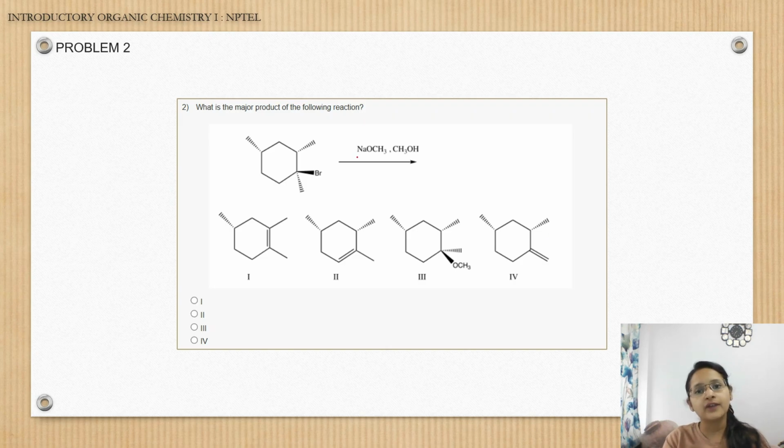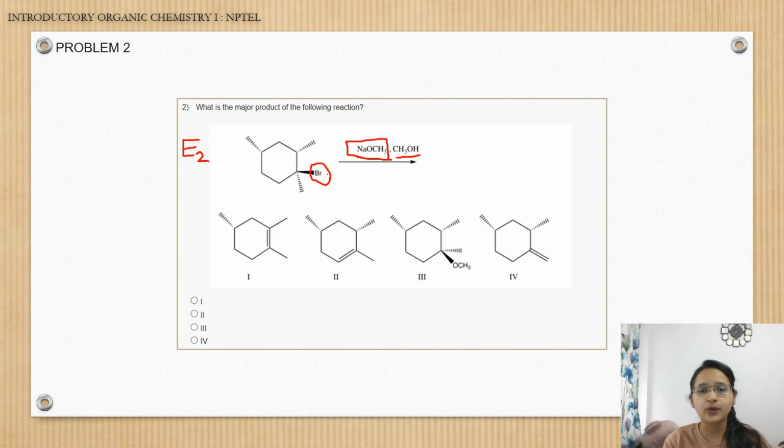So again you have sodium methoxide and methanol in the system. I have told you that sodium methoxide is a very strong base. So what will it do in the reaction? It will abstract a proton. Now you have to look at where the leaving group is present. It is also an example of E2 elimination.